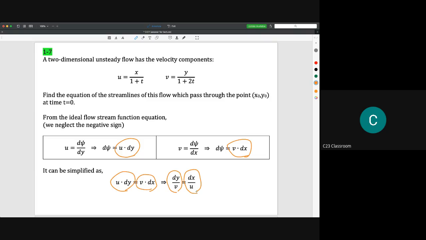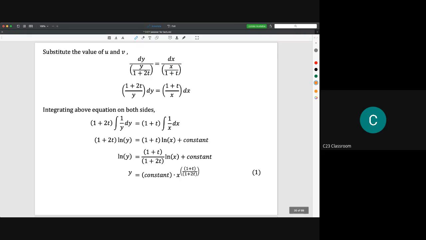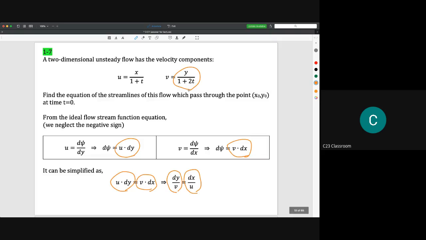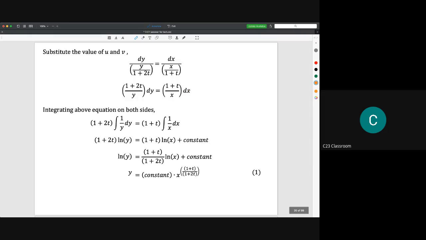So we have dy over v, so we substitute with the v here, and then y over 1 over 2t. We substitute with the v, and then we substitute with the y, and then we rearrange by having this one over here. So we just solve this one. We have 1 over 2t over y dy, and we have this one.